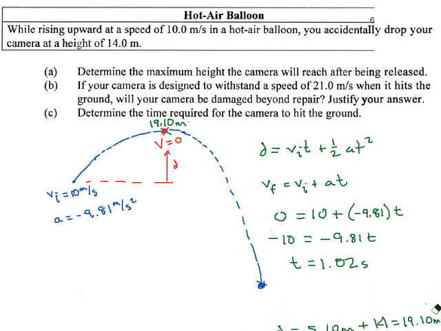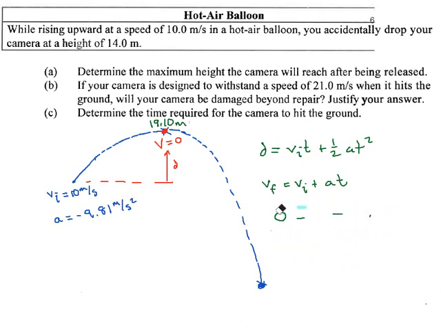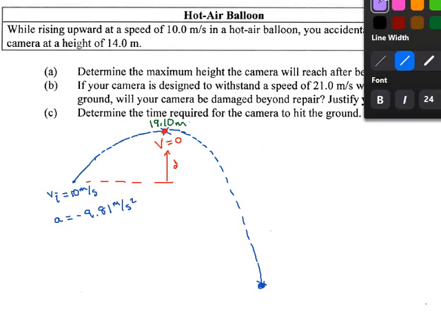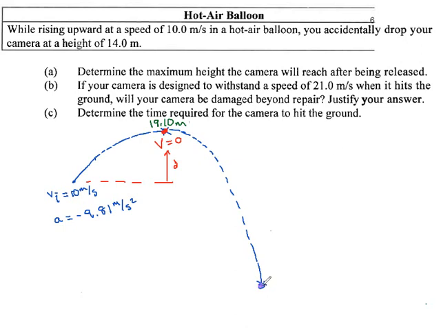Okay, now that I have that distance, I'll lose this because we need the space. If your camera is designed to withstand a speed of 21 meters per second when it hits the ground, will the camera be damaged beyond repair? Okay, they're talking about a different time now. Now we're talking about what happens when the camera goes crunch down here. And they're asking how fast is it going? V final here equals, we don't know how much.